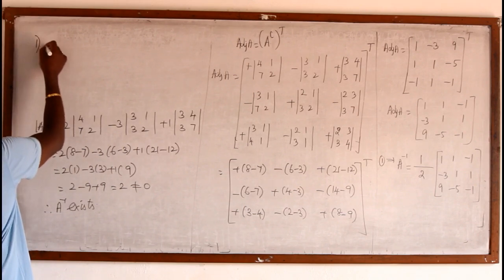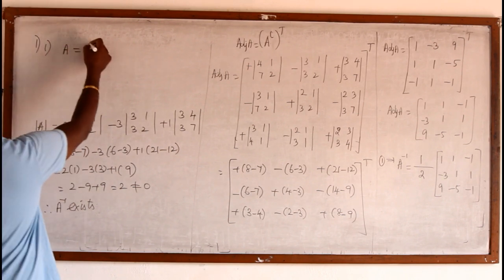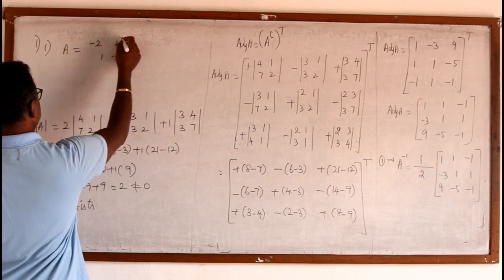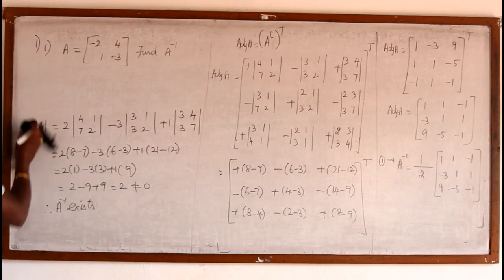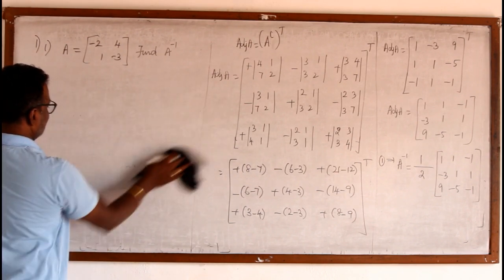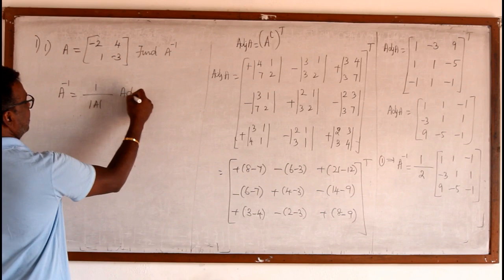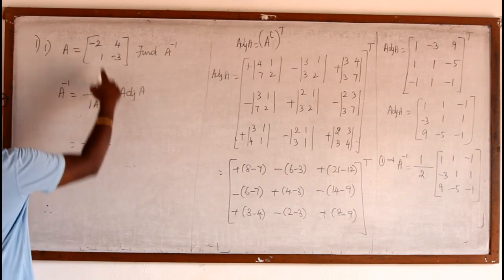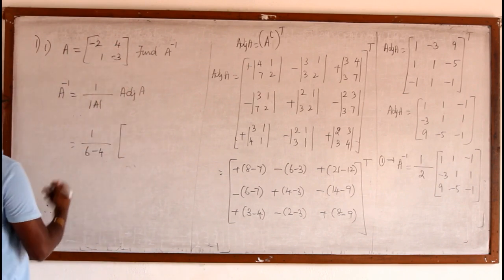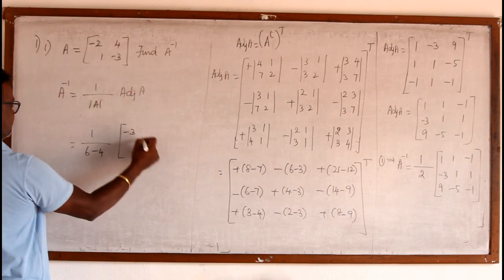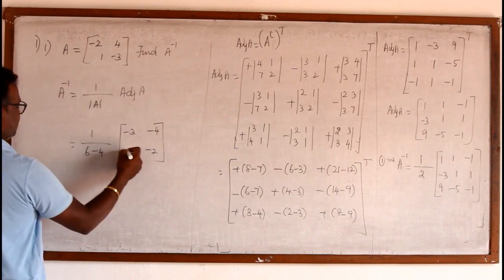Now let me go for first problem because it is a 2 by 2 matrix. If A equal to minus 2, 4, 1, minus 3, find A inverse. Since it is a 2 by 2 matrix, straightly we can go. That is A inverse equal to 1 by determinant of A into adjoint of A. That is 1 by determinant of A, which means multiply these two, it is plus 6 minus 4, into adjoint. Remember, I have to interchange these two numbers, minus 3 and minus 2. Change the sign for these two numbers, plus 4 will become minus 4, plus 1 will become minus 1.